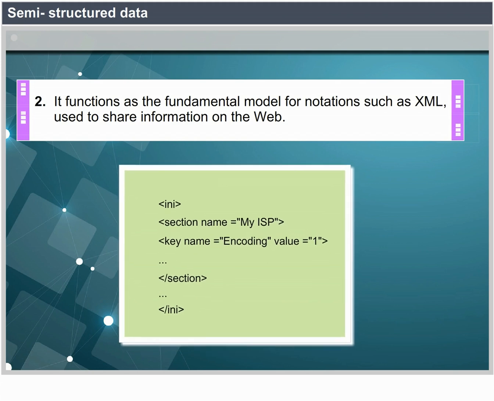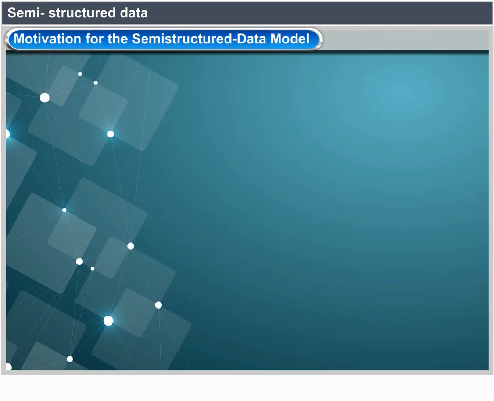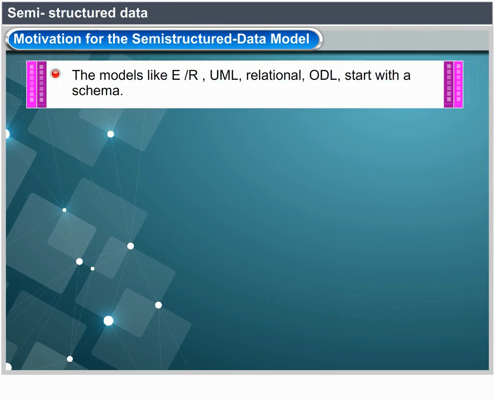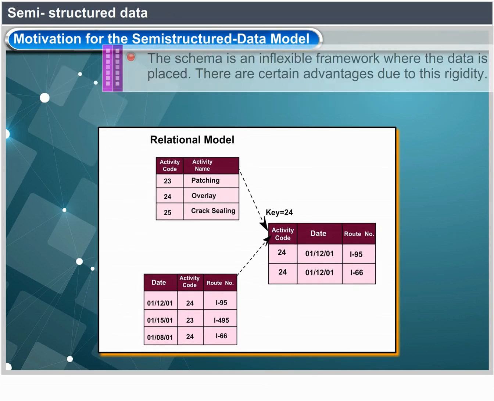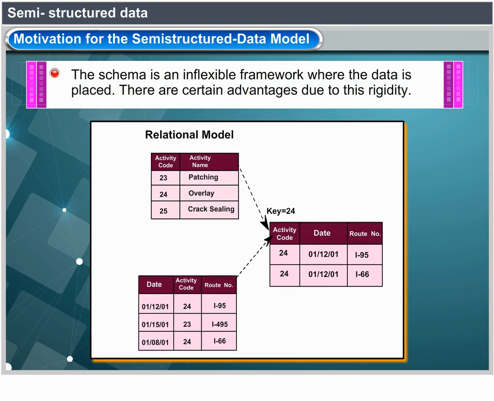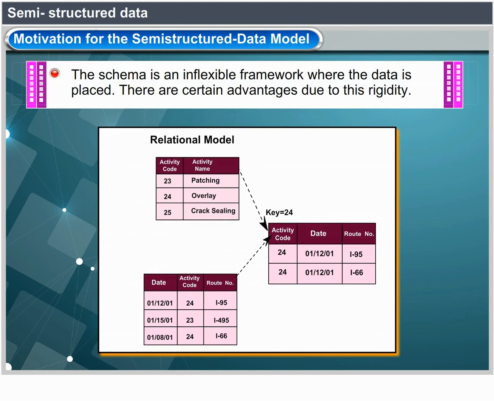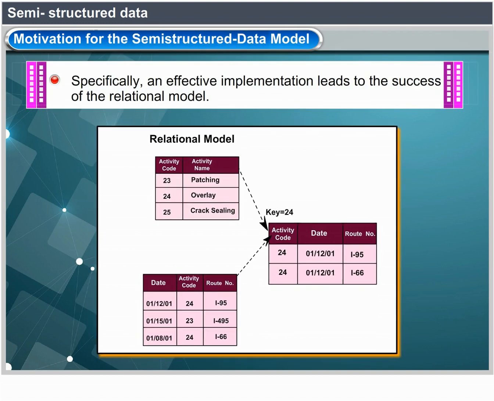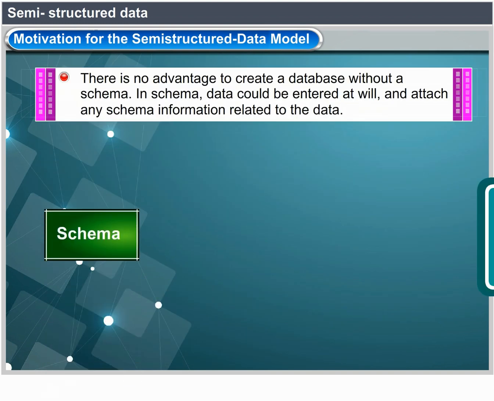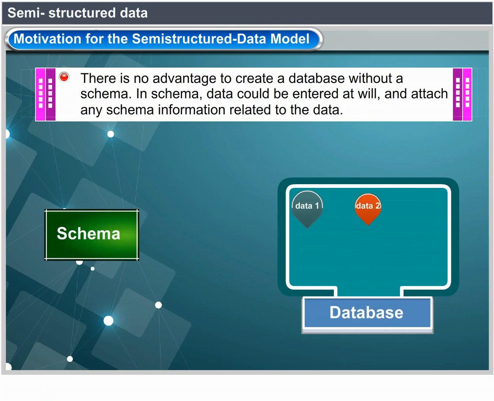Motivation for the semi-structured data model. The models we have seen so far, E-R, UML, relational, ODL, each start with a schema. The schema is a rigid framework into which data is placed. This rigidity provides certain advantages. Especially, the relational model owes much of its success to the existence of efficient implementations. This efficiency comes from the fact that the data in a relational database must fit the schema, and the schema is known to the query processor.